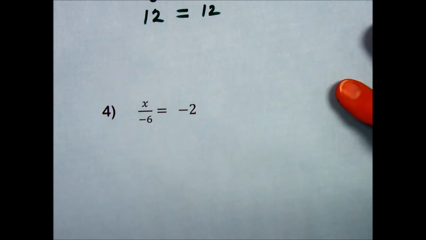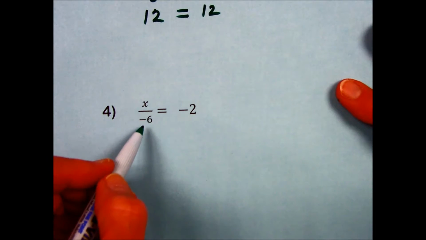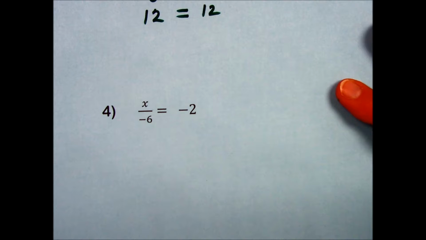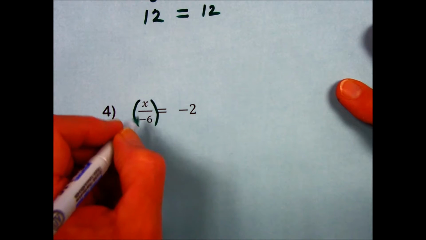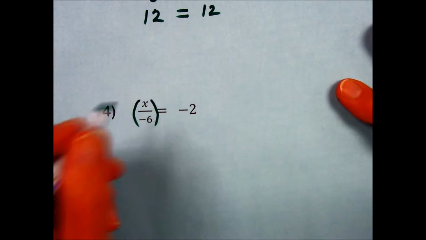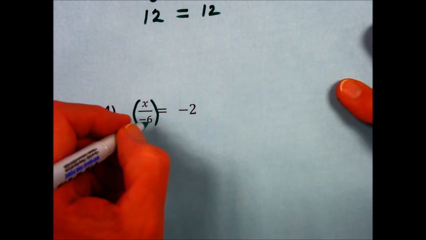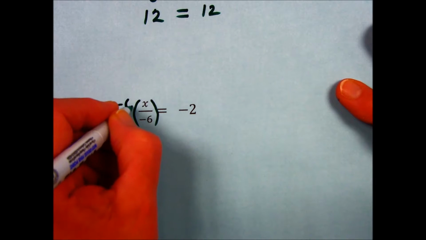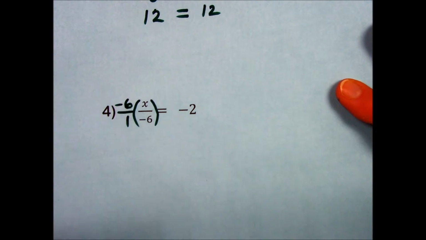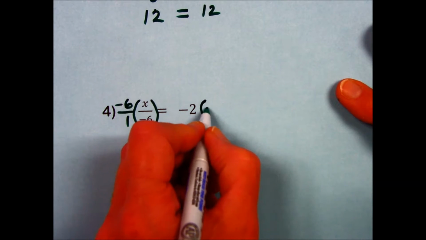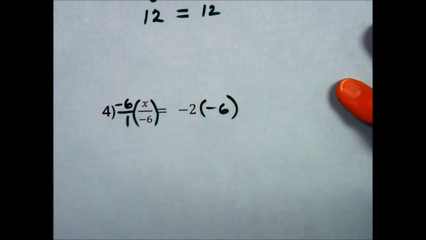In problem number 4, the variable is being divided by a -6. To counter a division, we are going to multiply, and we always want to solve for a positive variable. So to counter that -6, we need to multiply by a -6 as well. -6 over 1 to set it up for the fraction reduction there, and maintaining equality, what's done to the left-hand side needs to be done to the right-hand side as well. So both sides are multiplied by -6.